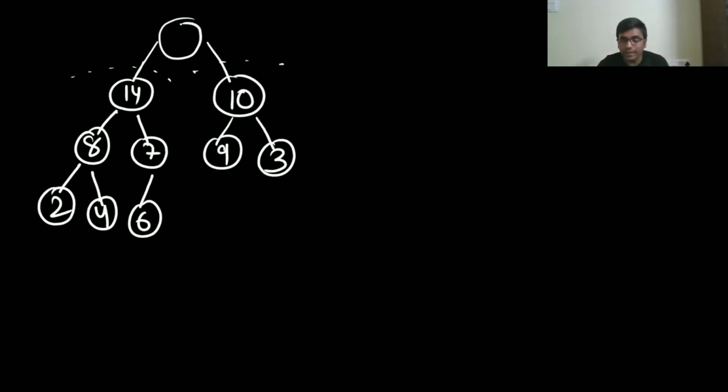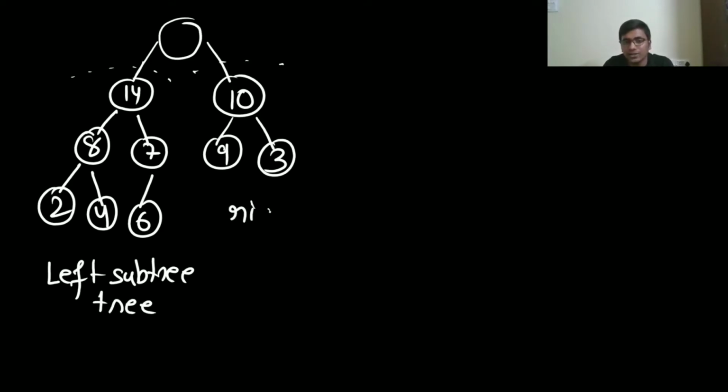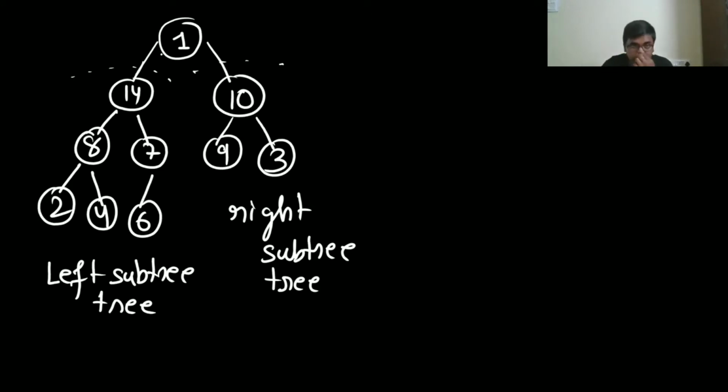What I will do, I will take two max heaps, and one I will consider as a left subtree, and another I will have as the right subtree. Now I will add one node at the root. So let us assume it is 1. Now it is not a max heap. See, maximum is not there.